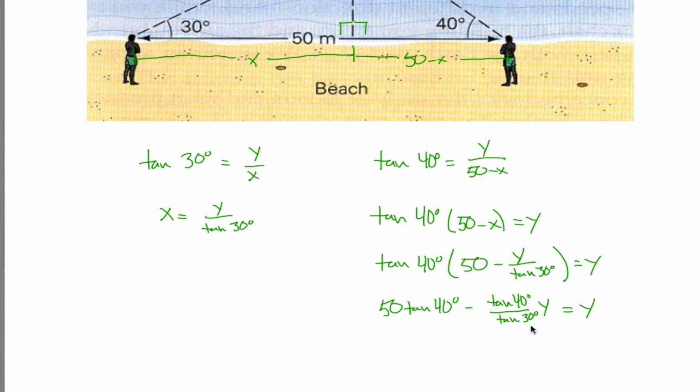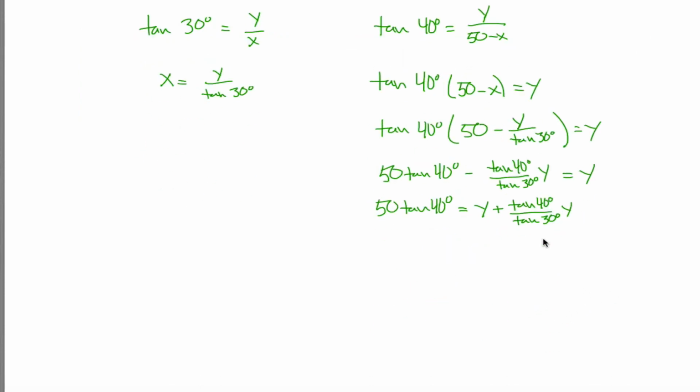So I took this tangent of 40 and distributed it through. That gives me this. Now I'm going to collect all the terms with a y in them on one side of the equation. In other words, I'm going to add this term over here to get y plus this tangent of 40 degrees over tangent of 30 degrees y. And now factor out a y from each of these terms. Pull out the y, you got 1 plus tangent of 40 degrees divided by the tangent of 30 degrees is equal to 50 times the tangent of 40 degrees.